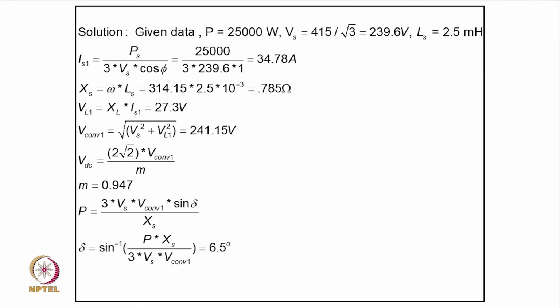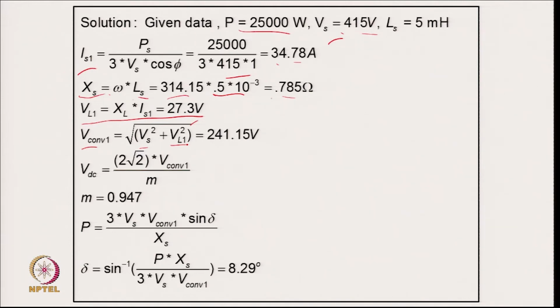Putting the value of all, we get this as 34.78 ampere. The reactance of the inductor on the supply side, multiplying by the frequency in radian per second, comes to 0.785 ohm, and then the drop corresponding to rated current comes to 27.3 volt. The converter fundamental voltage will be the square root of VS square plus the inductor drop square, because they are at quadrature for unity power factor. So, it comes to 241.15 volt, and from this relation we can find out the DC link voltage corresponding to the given converter fundamental voltage. Because the DC link voltage is also given, we can find out the modulation index. So, it is operating at 0.947.